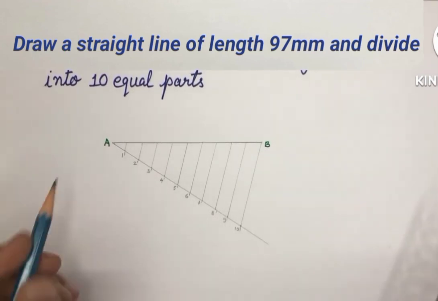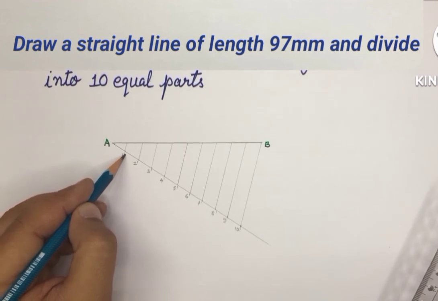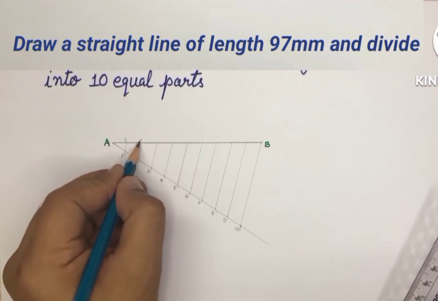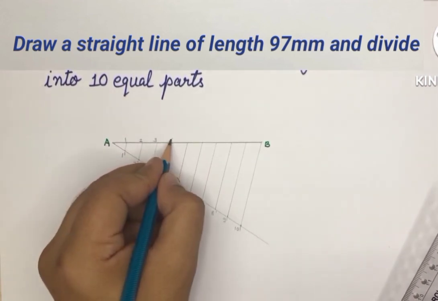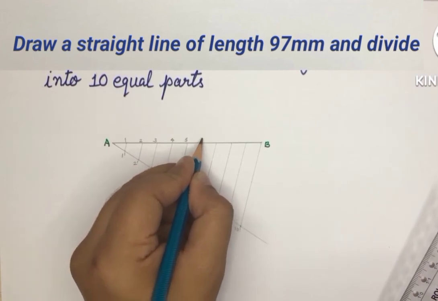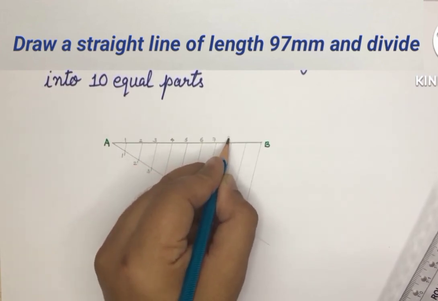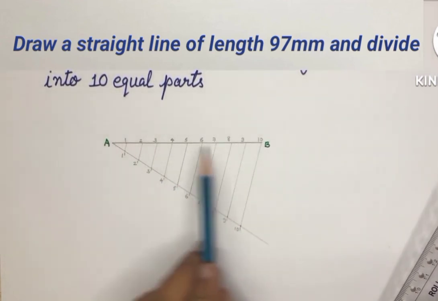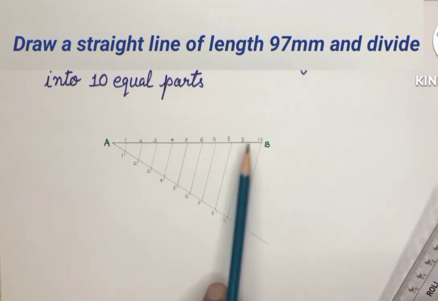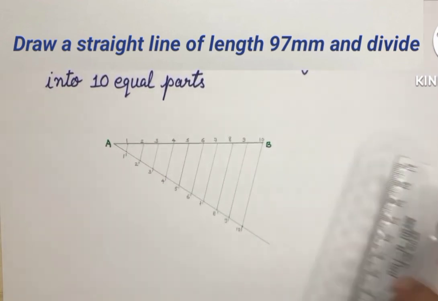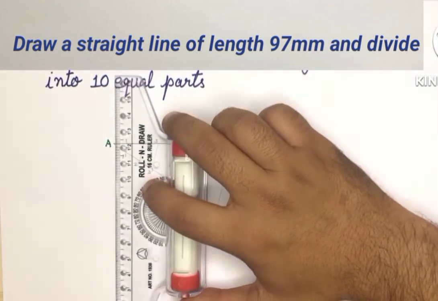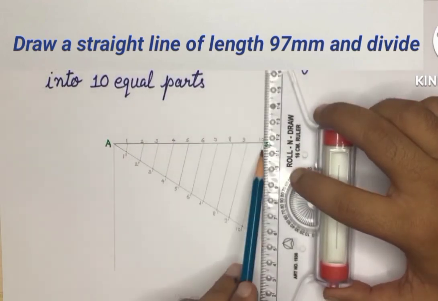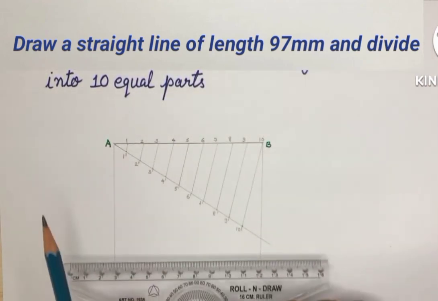We can name these points. A projection line from 1 dash we get here point number 1, then 2, 3, so we can see that this line AB has been divided into 10 number of equal parts. Now we can give dimension. Project a line from A and from point B and note the dimension.